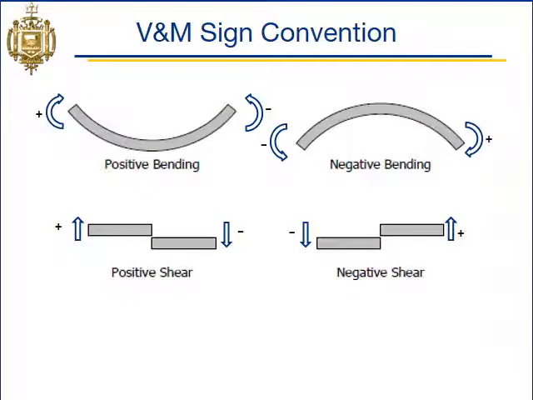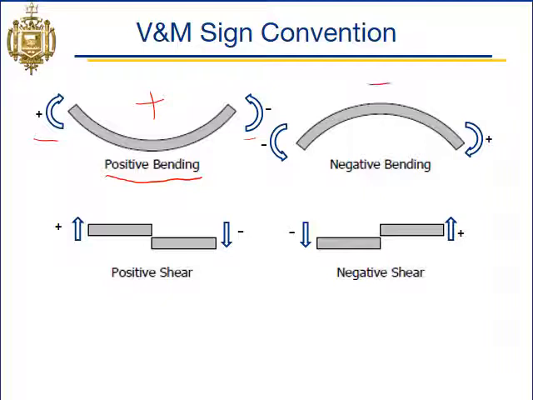All right, so here's our shear and moment sign convention. Starting at the top left here, positive bending gives you a smiley face look. Your beam will have a smiley face look to it, and in positive bending, a clockwise moment will be positive and a counterclockwise moment will be negative, and that will be on our shear and moment diagram.